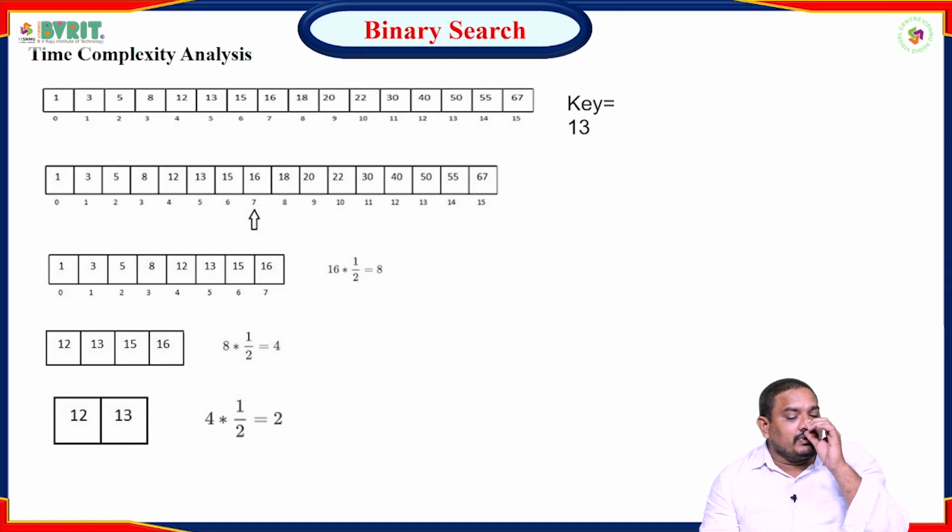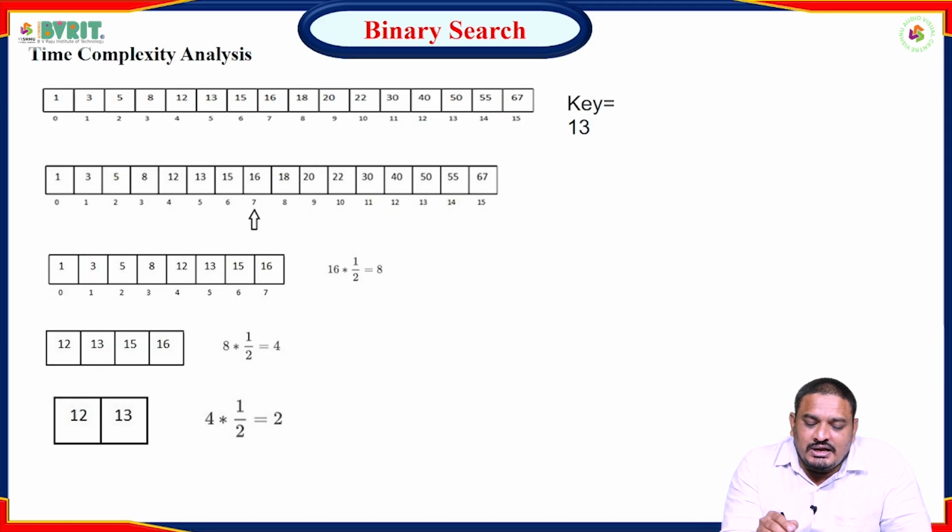See this example for the time complexity analysis of binary search. In this array there are elements from 0 to 15. The key value is 13. Where is the 13? This one is the 13. Here we are searching among 16 elements. So first we divide this problem into subproblems.